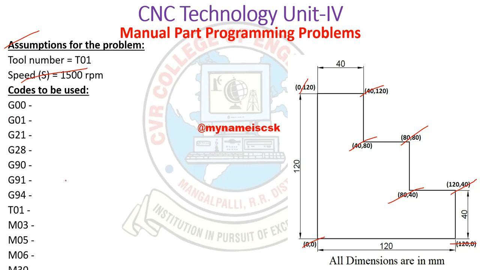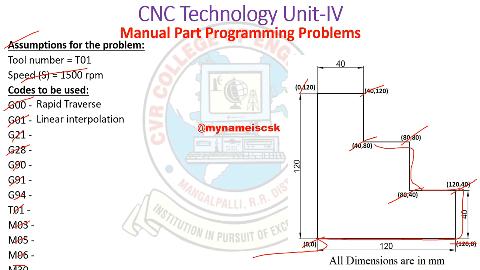So you have to know these codes. If you want to write this manual part program, then you have to know these codes: G00, G01, G21, G28, G90, G91, G94, tool number 1, M03, M05, M06 and M30. You have to know what is meant by G00, rapid traverse. From the home position it has to come by rapid traverse to this position. Next G01, so that it will move in linear interpolation. It will move in this fashion, go in linear interpolation and again come back to the original position.